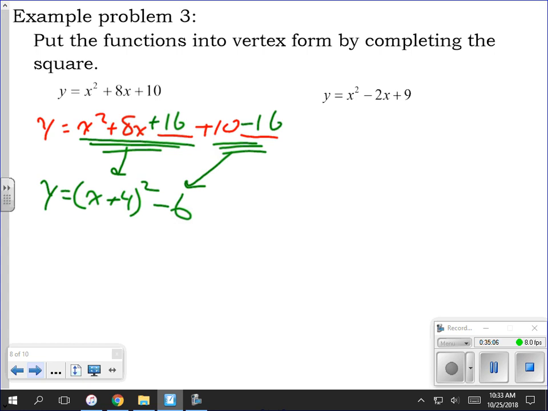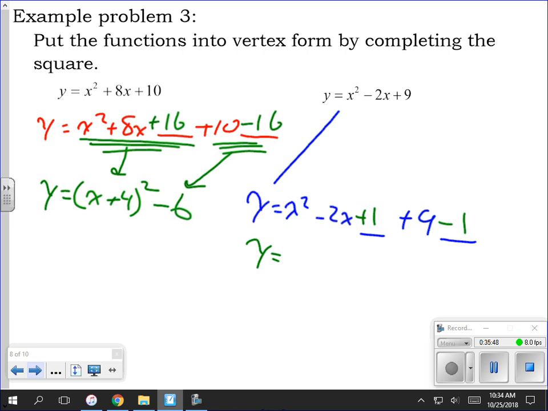So let's do the next one together. My first step, just slide the 9 over. Y equals x squared minus 2x plus 9. Just slide it over and give me a couple of blanks. What am I going to put in the blank? What completes my square? Half of negative 2, squared. Half of negative 2 is negative 1. Squared, I get 1. So I add 1. And if I add 1, what do I need to do in the other one? Subtract 1.